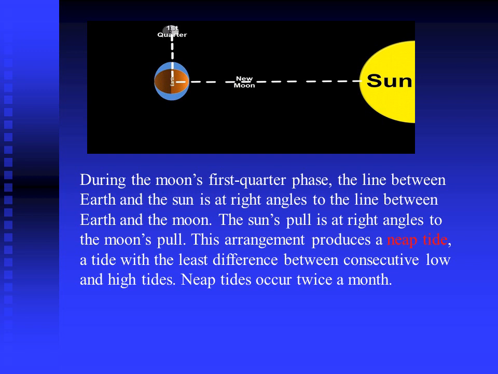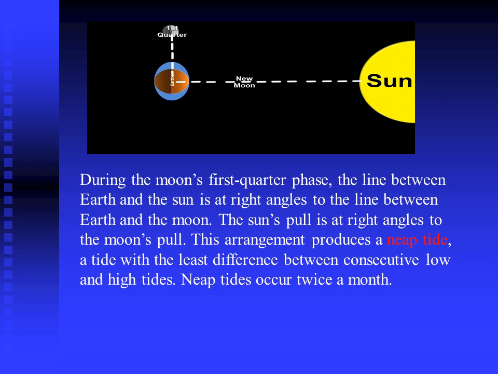At another stage, you can see during the moon's first quarter the positions of moon, sun and earth. Here you can see the line between earth and sun is at a right angle to the line between earth and moon. The sun's pull is at a right angle to the moon's pull. Here you can see the moon also pulling the water and the sun also pulling the water.